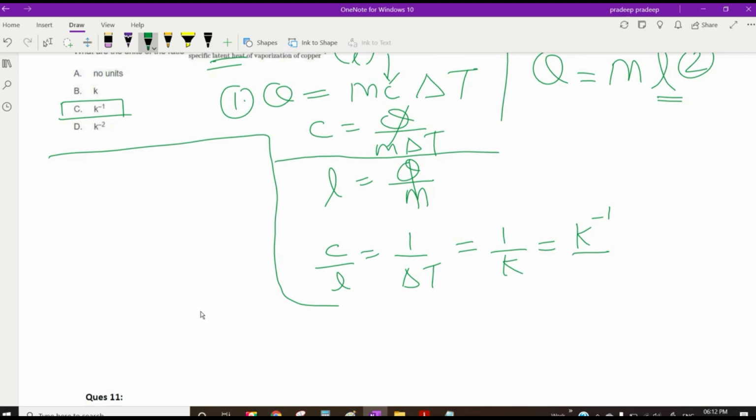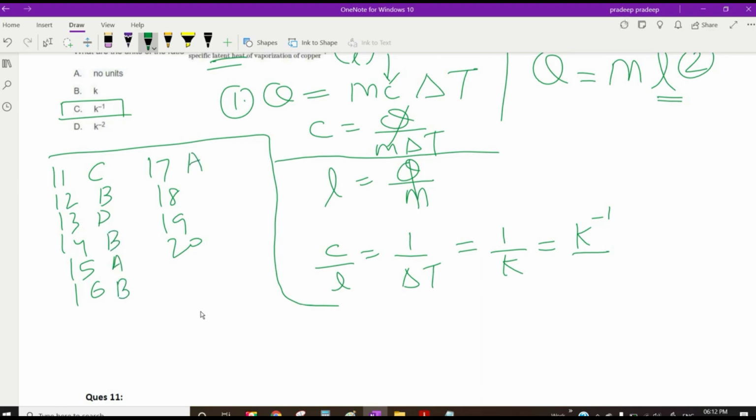So let's do one thing. I'm writing down the answer key for the rest of the questions. So please write this answer key first, and you can later cross check. So 11 to 20, this is the answer key. Please write this down. And let me know when you finish.